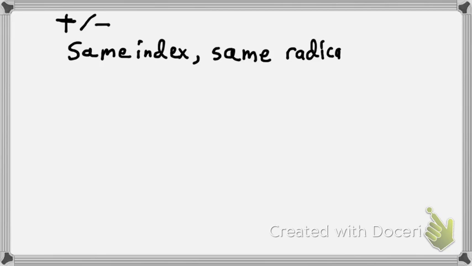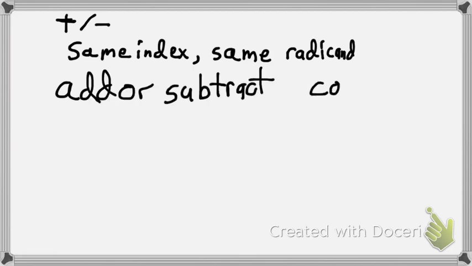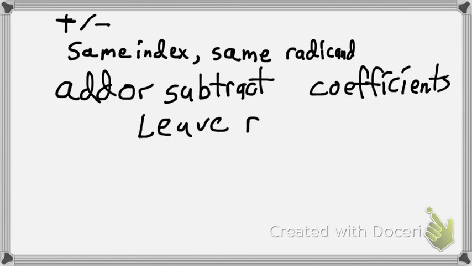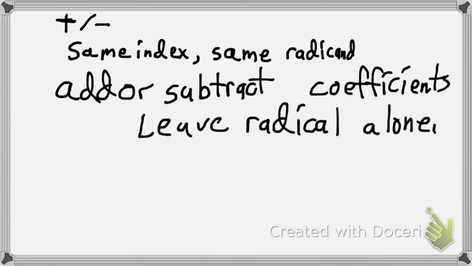So when we're adding and subtracting, we need to have the same index, the same radicand. So if we have the same index and the same radicand, then what we can do is we can add or subtract them. And to do this, what we do is we add or subtract the coefficient while leaving the radical alone.